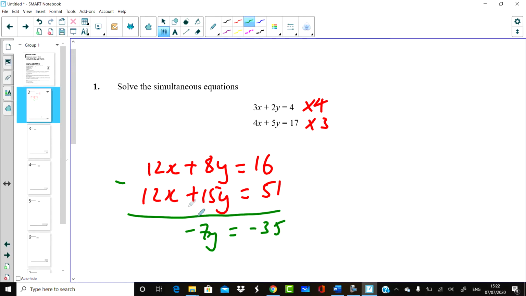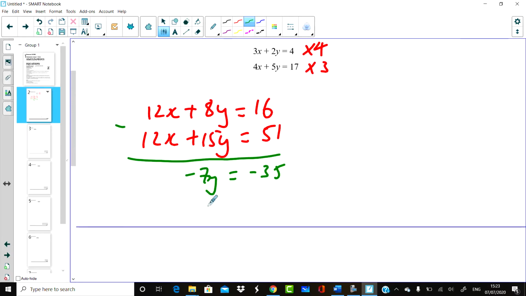So over here we can see we have negative 7y equals negative 35, and we divide each side by negative 7, so we have 35 over 7. Remember, two negatives become a positive, so that's why we have positive 35 over positive 7, and therefore y is, well, 35 divided by 7 is 5. So we have y is equal to 5. So that's our first answer.